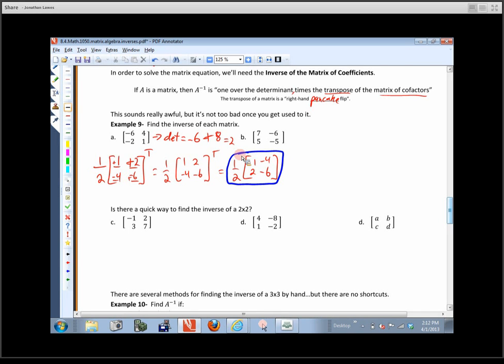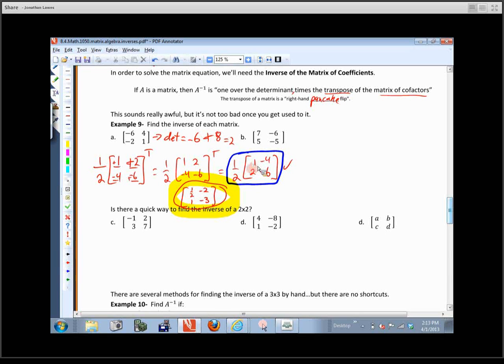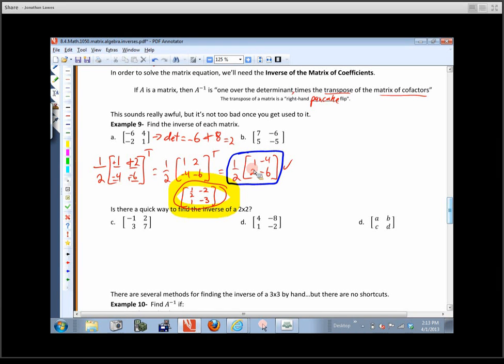Okay? Now, if all they say is just find the inverse, here's what the inverse would be. The inverse would be 1/2, -2, 1, and -3. That right there would be the inverse. So this is useful, but this one right here would be the inverse. Everybody with me? Where did this come from? Where did that come from? We just did scalar multiplication. We just distributed the 1/2 through. Everybody okay with that?